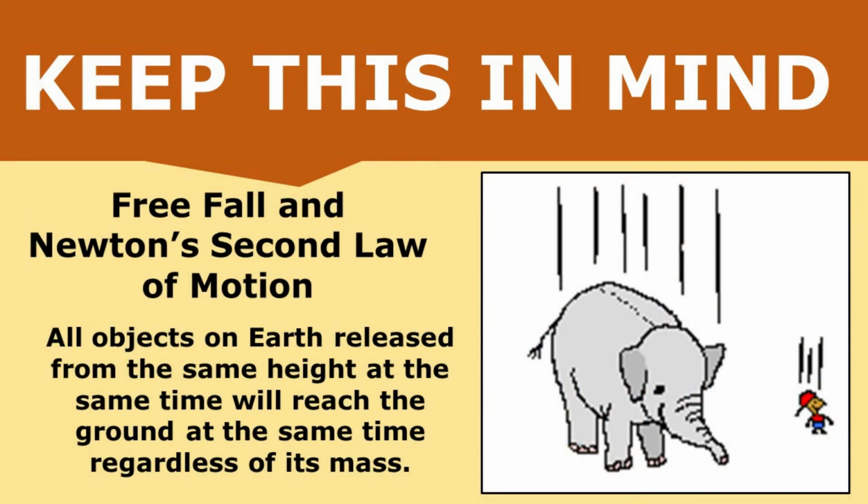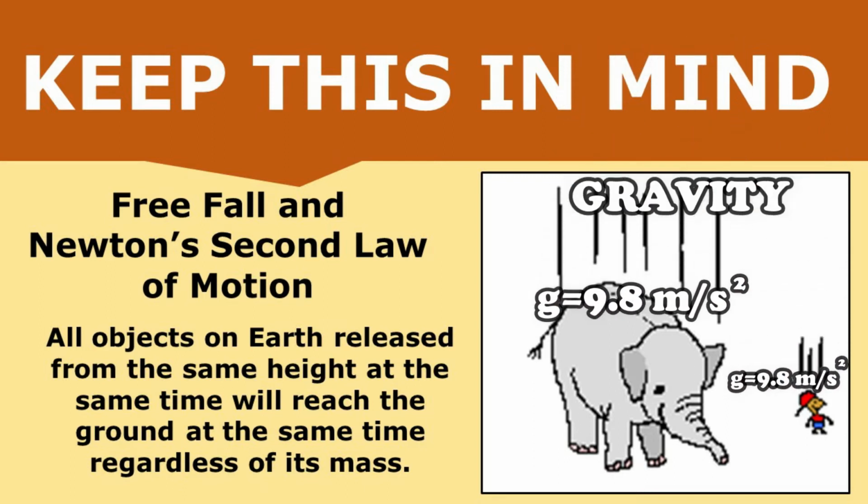Free fall and Newton's second law of motion. All objects on Earth released from the same height at the same time will reach the ground at the same time regardless of their mass. This is because all objects on Earth are affected by the same gravity. Gravity causes all objects on the surface of the Earth to accelerate when released. This is known as the acceleration due to gravity, and it is the same for all. This means that the velocity of falling objects increases by 9.8 meters per second every 1 second.